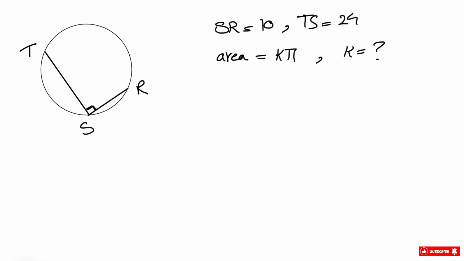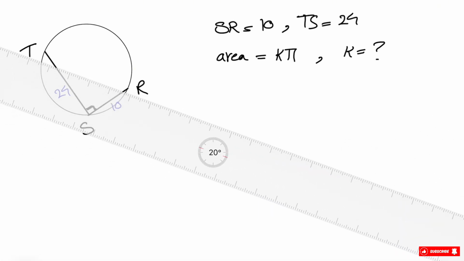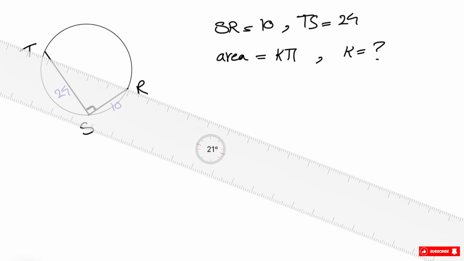Alright guys, welcome back. So in this question, we know that SR is 10 and we have TS 24, and we know the area of the circle is K pi and we need to find the value of K in this question. So what we know in here is that TS will be 24, we have SR 10, and we can make a right triangle in here by connecting T and R.